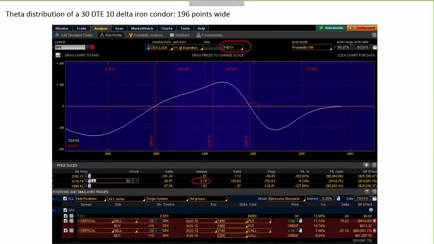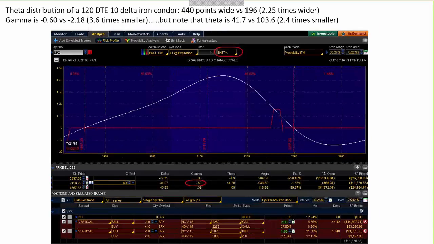What does the dangerous long-term one look like? That, right? This one over here, the theta distribution is now going to give us 440 points of theta distribution versus 196. That's a 2.25 times wider theta distribution with a so-called dangerous long-term iron condor than a 30-day iron condor. Okay? On top of that, remember what we learned before.